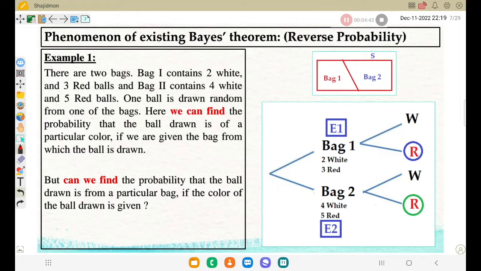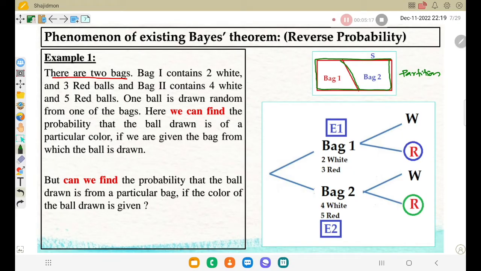Now let's start with one example. There are two bags, bag number 1 and bag number 2. So that means the sample space, which you can see on the side in the picture, is divided into two partitions. This is the sample space, divided into two partitions. One is bag number 1, the second one is bag number 2. Disjoint partitions, different partitions. This is the main partition of the sample space.